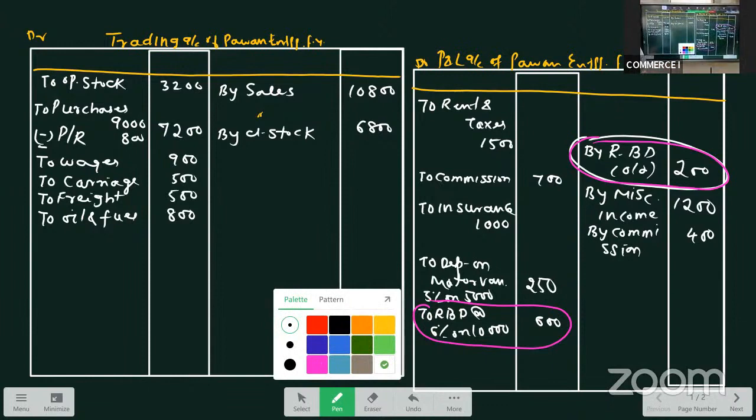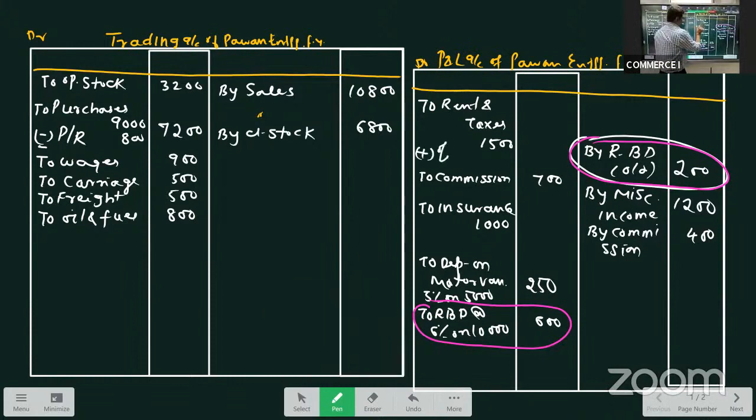Then outstanding rent. Outstanding rent, we will add to rent and show it as a liability.